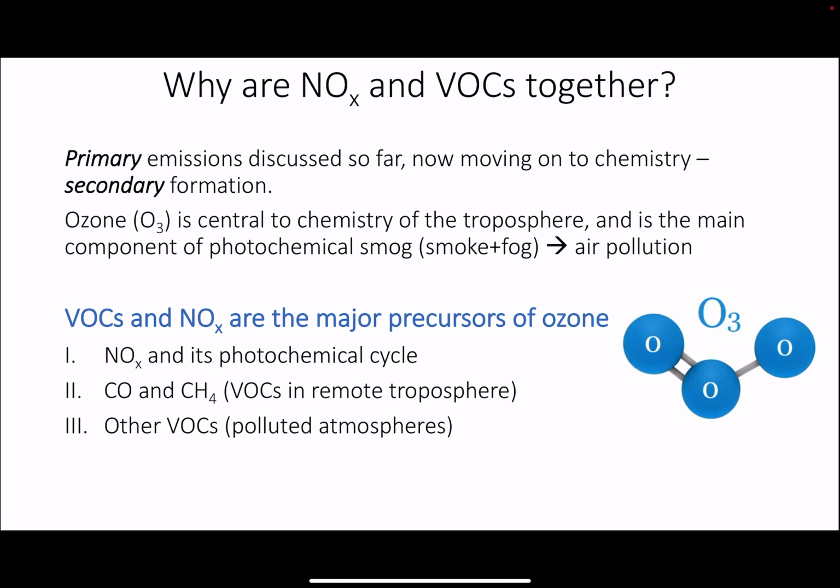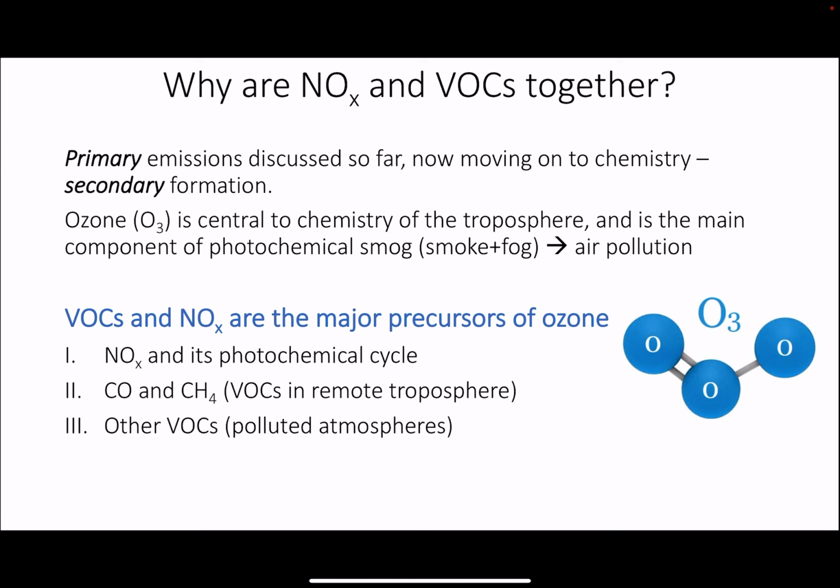Okay, back to the chemistry. So why are we talking about NOx and VOCs together? We've introduced a little bit the idea of primary emissions of NOx and VOCs, but now we're going to move on to chemistry. So these things together in the atmosphere lead to the secondary formation of other species. And in this case, it's all about ozone.